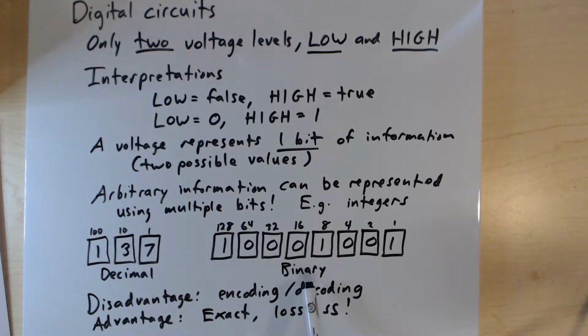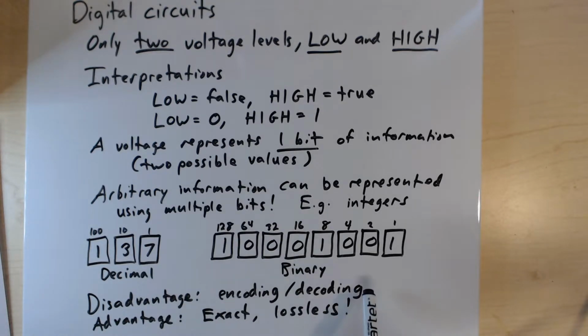So this leads to a binary representation, where each digit is now a power of 2, and the value of each digit is now either a 0 or 1. This is sufficient to represent any possible integer. So for example, if we want to represent 137, that is 1 128, 0 64s, 0 32s, 0 16s, 1 8, 0 4s, 0 2s, and 1 1. So we can represent any integer using binary, and each digit can be, in the circuit, a digital voltage.